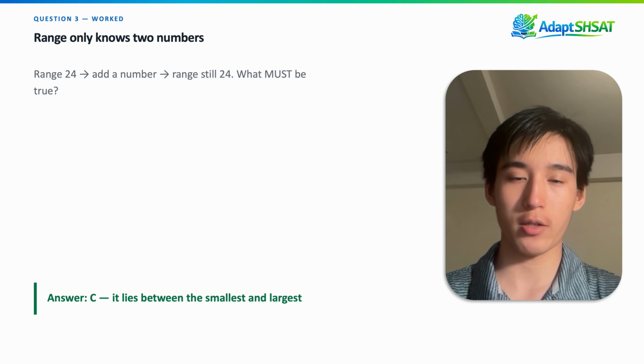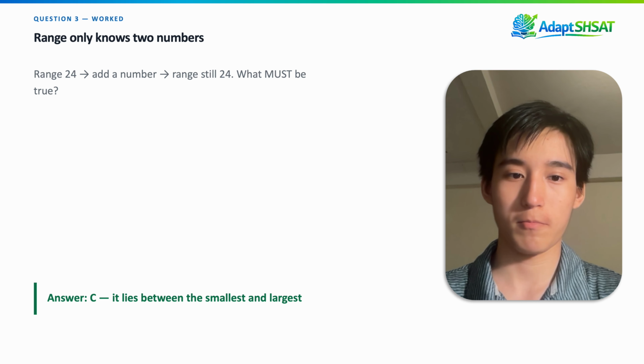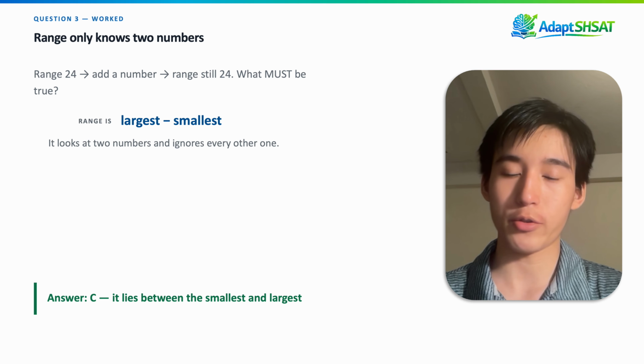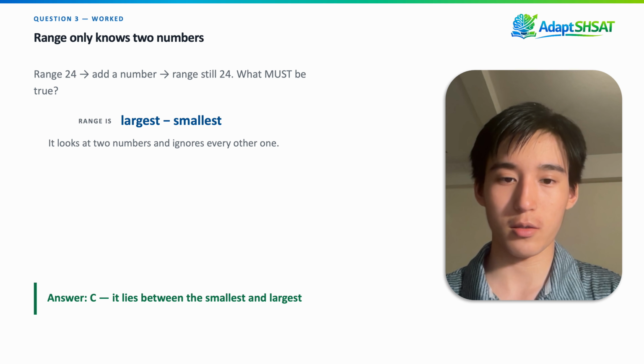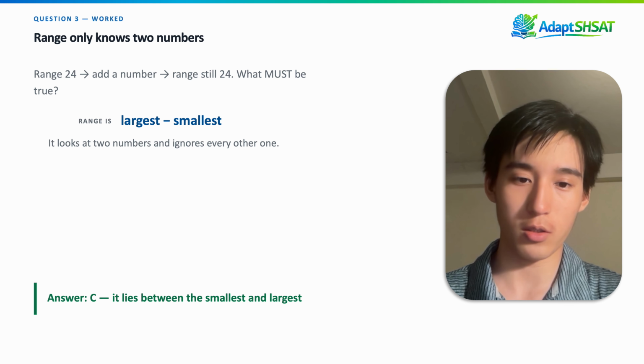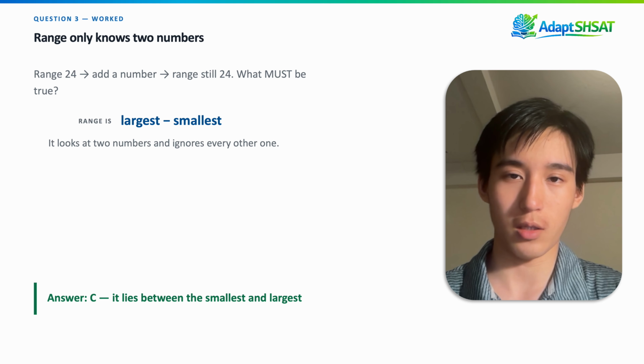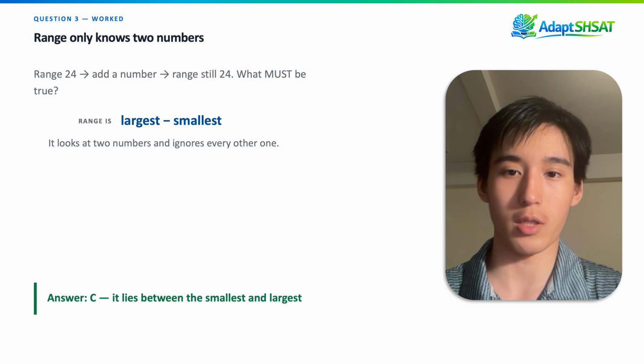All right, so the range is the simplest thing in statistics, and people constantly overthink it. So here, the range is always going to be equal to largest minus smallest. So if you look at the two numbers, the largest one and the smallest one, take the difference, then that's basically it. It's really not much more difficult than that.